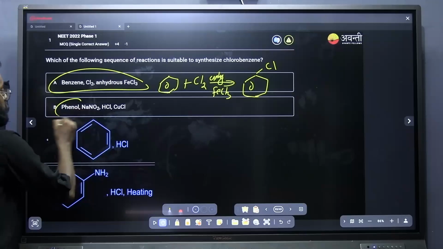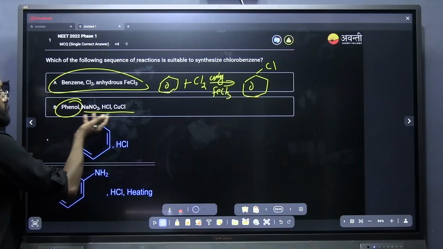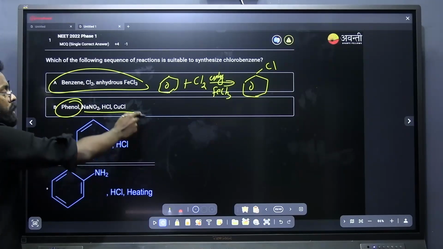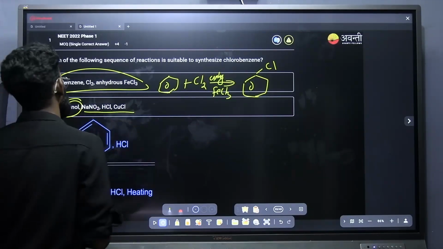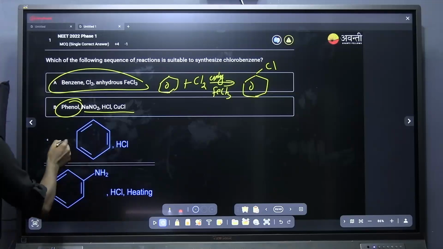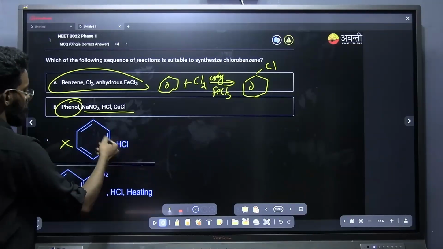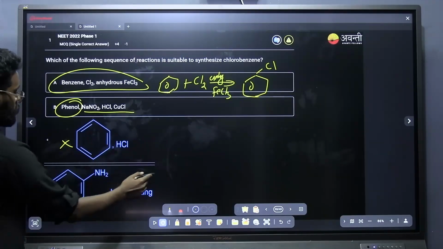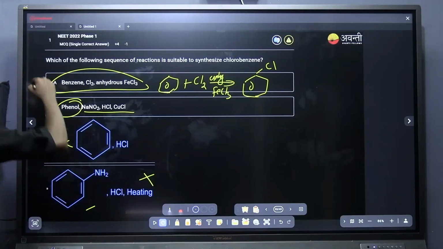And here it is phenol. Phenol on reacting with NaNO2 and HCl, it's not going to happen. Aniline on reacting with NaNO2 gives diazonium chloride. That on treating with CuCl, we can get chlorobenzene. And here benzene can't do substitution using only HCl. And here also aniline HCl is not going to give chlorobenzene. So the only answer is A.